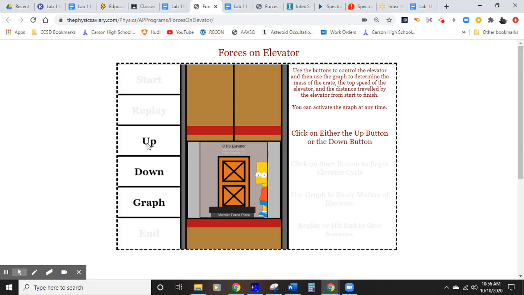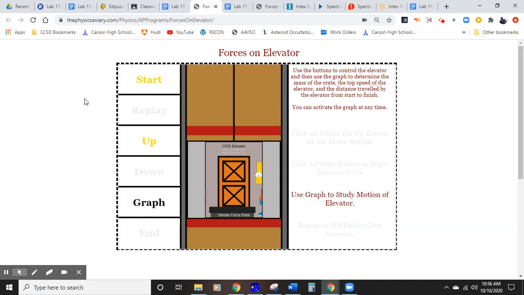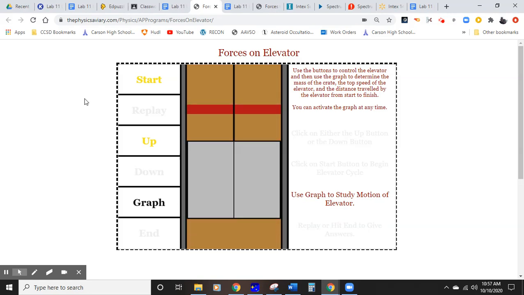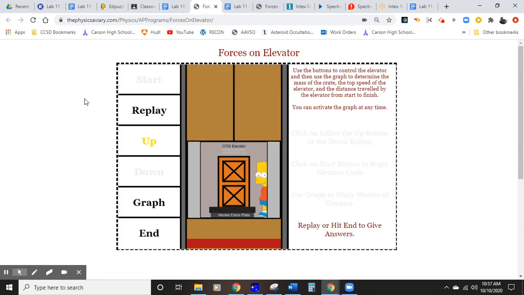So go ahead and click on the problem here, and I'm going to just click up. Okay, we're going to go up here and hit start. Here we have Bart Simpson going up the elevator. Now remember, it's accelerating. Think about your experience in the elevator at Carson High. All right, so we go to graph.